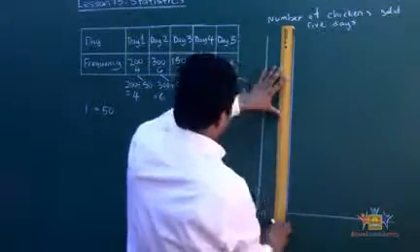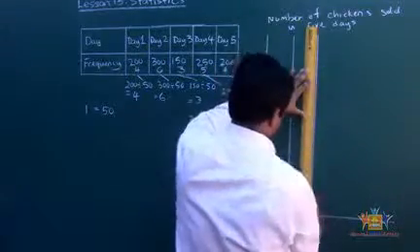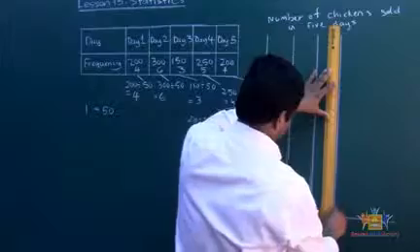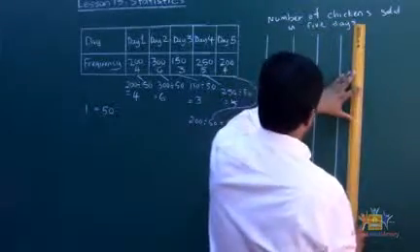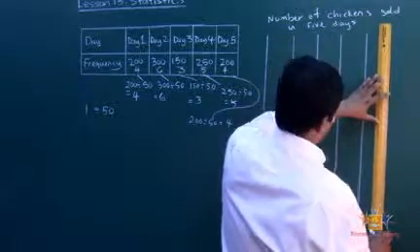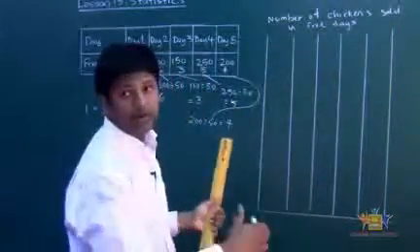And then 2, 3, 4, and finally 5. Okay, right there. So we got 5 columns, alright? Because each column represents the day, okay?